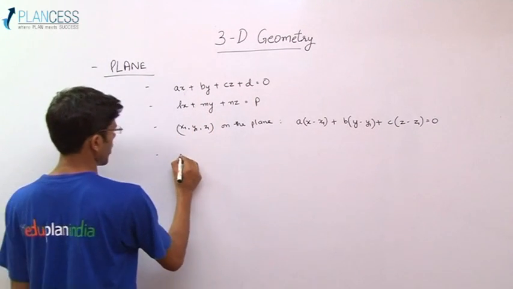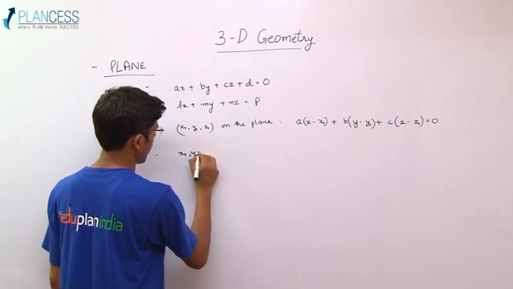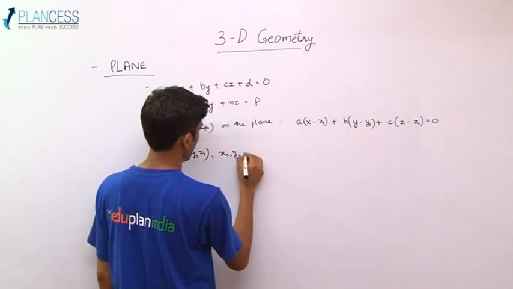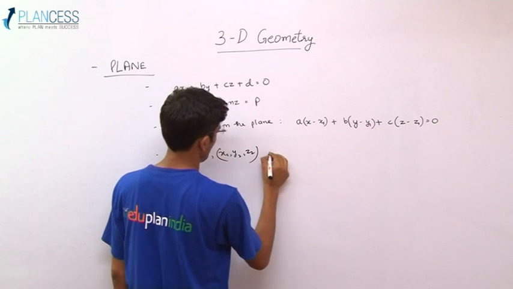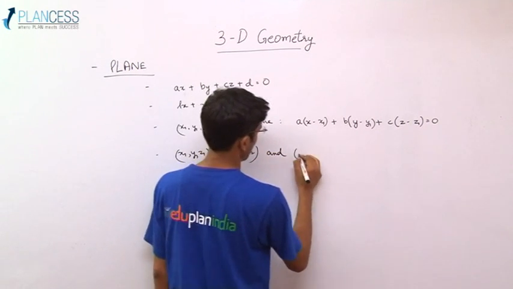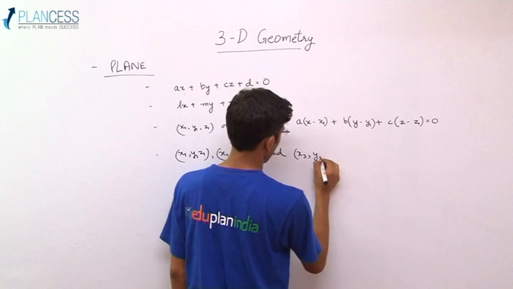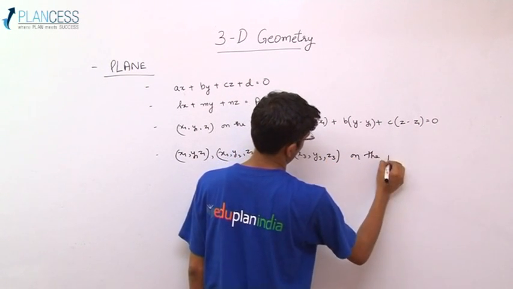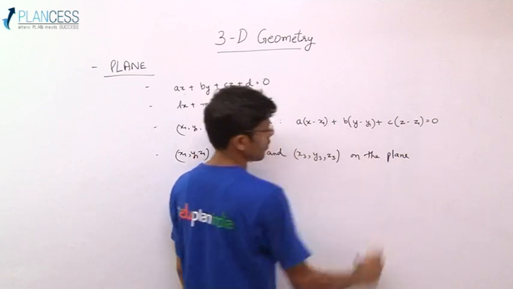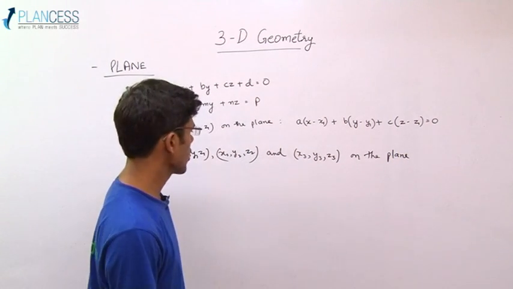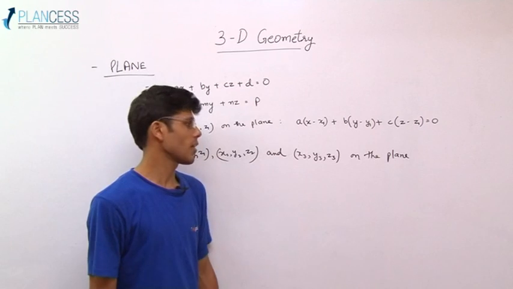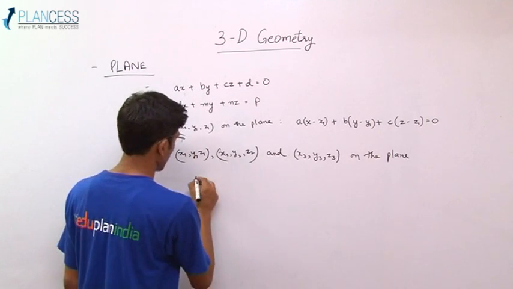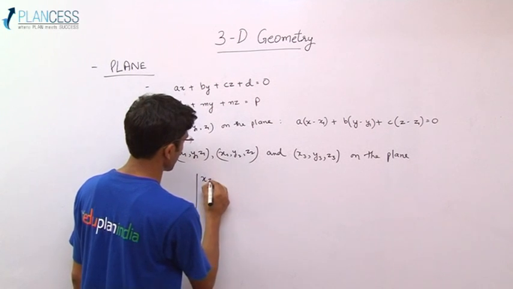If we have say 3 points x1, y1, z1, x2, y2, z2 and x3, y3, z3 on the plane, or in other words we have 3 points x1, y1, z1, x2, y2, z2 and x3, y3, z3, and we want to find a plane passing through these points, the equation can be found by solving this determinant.